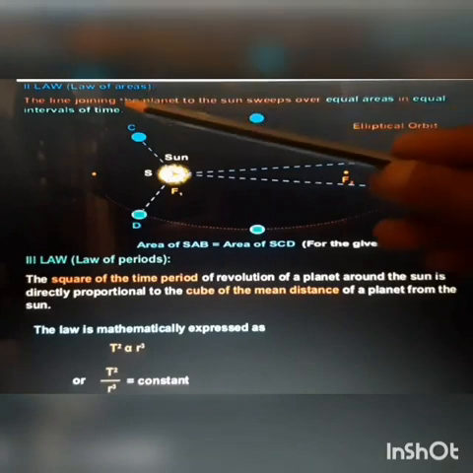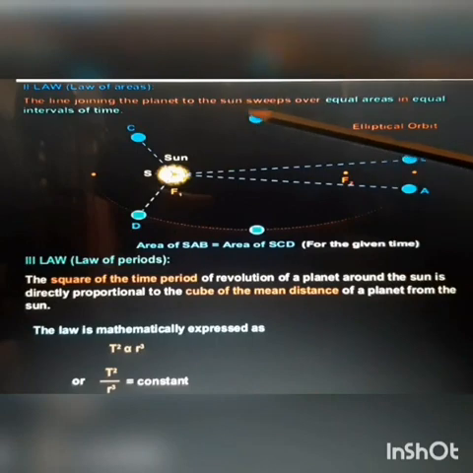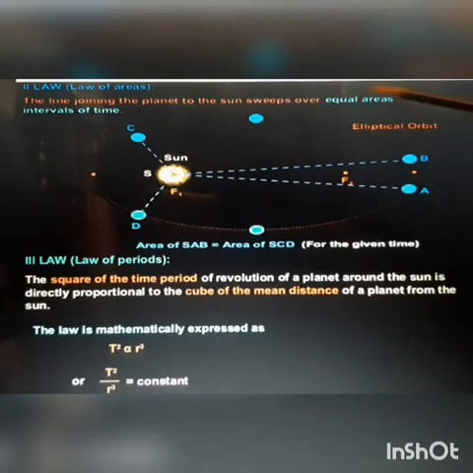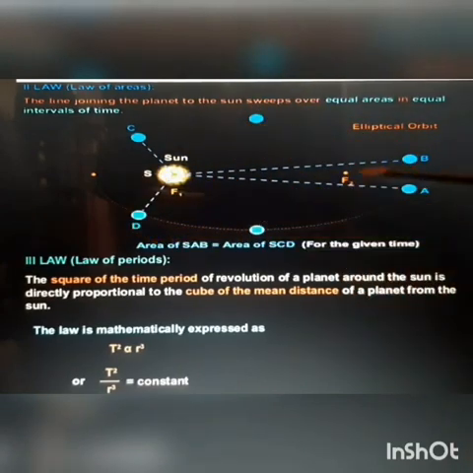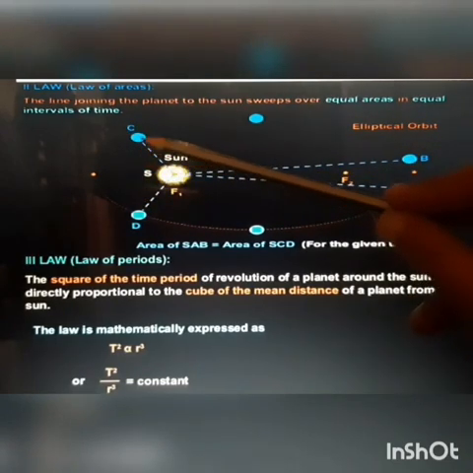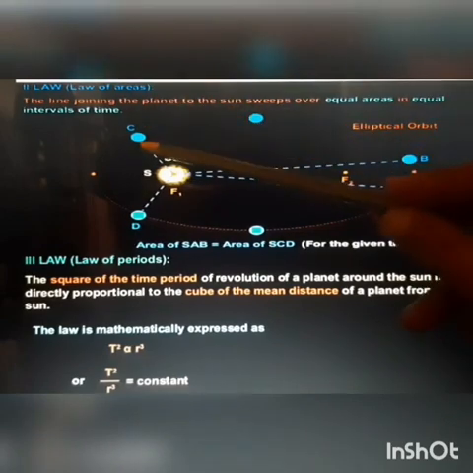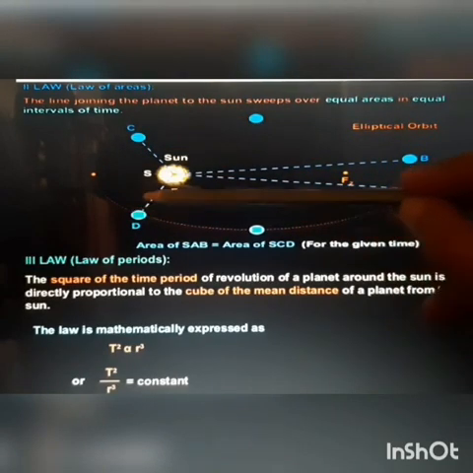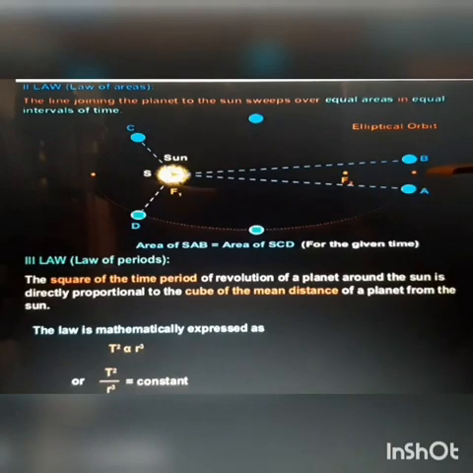Kepler's second law, that is the law of areas, states that the line joining the planet to the sun sweeps equal areas in equal intervals of time. Let us consider an elliptical orbit around which a planet moves. Let us consider that a planet moves from C to D and again it moves from A to B. Let us consider that the time taken by the planet in moving from C to D is equal to the time taken by the same planet to move from A to B.